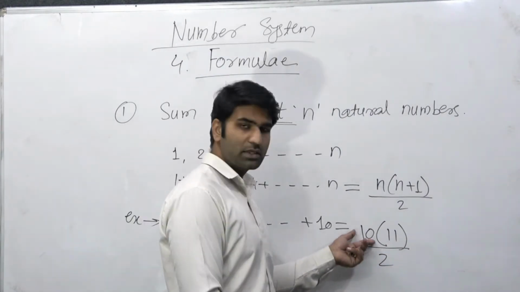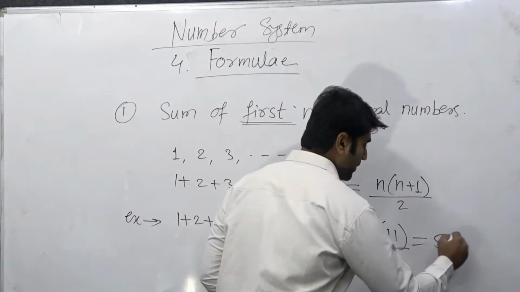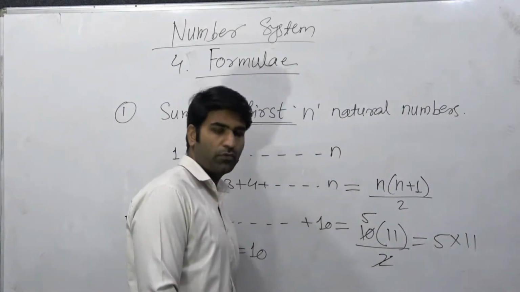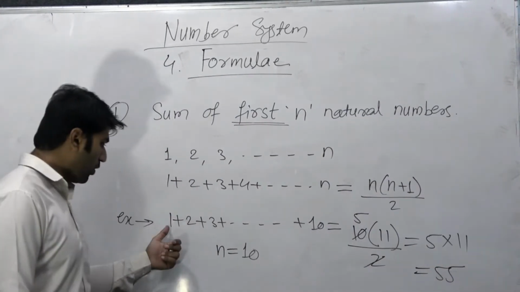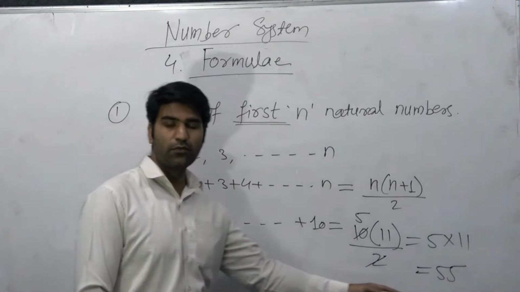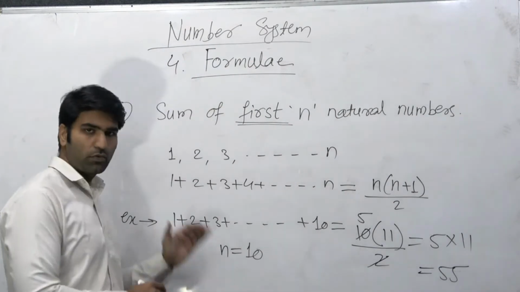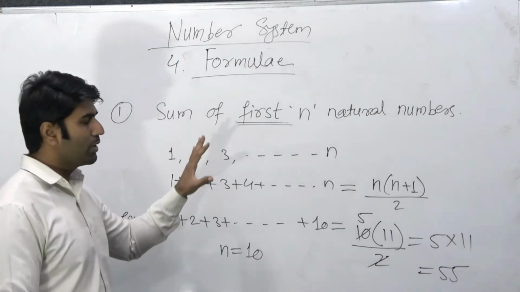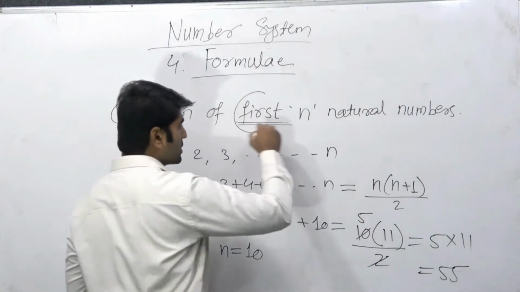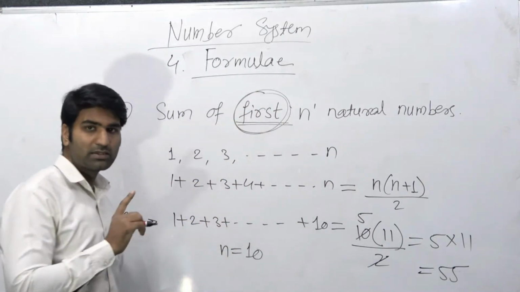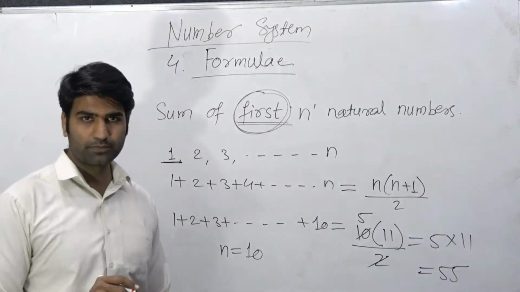So now we can divide this 10 with 2. So 5 into 11. 5 into 11 means 55. So the sum of 1 to 10 is 55. Okay. So in this way we can use this formula. So this is formula for first n numbers. Remember, this is the formula for first n numbers, means when the series starts with 1, then and then only we can use this formula.